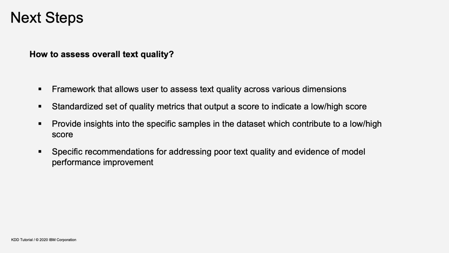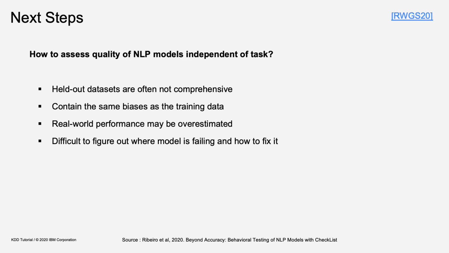Another issue with the current approaches is the lack of standardized scores as output for each quality measure, which would serve consistent insights and provide useful indicators for low versus high score. Such a framework should also support specific recommendations for addressing poor text quality and evidence of model performance improvement for each text data quality metric. Although quality of text is necessary to determine the performance of the NLP models, a valid question to ask is how do we assess the quality of the different NLP models?